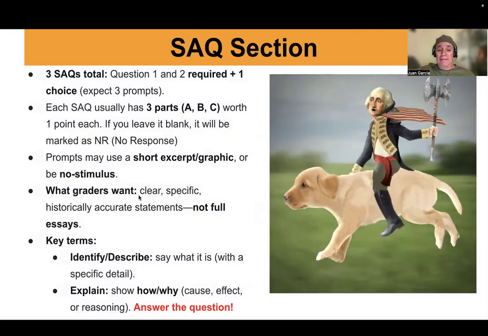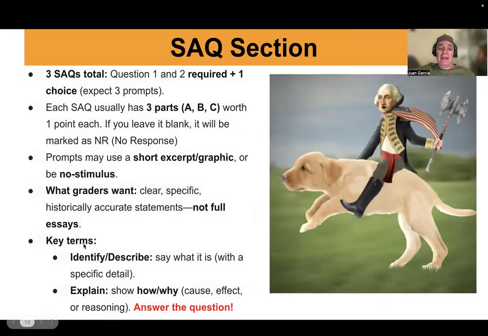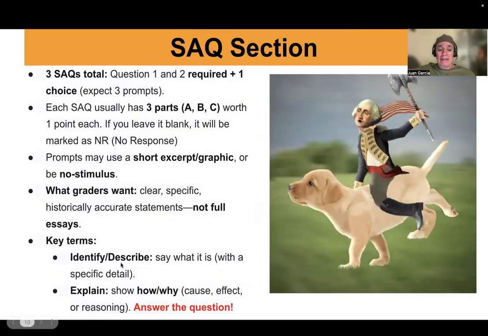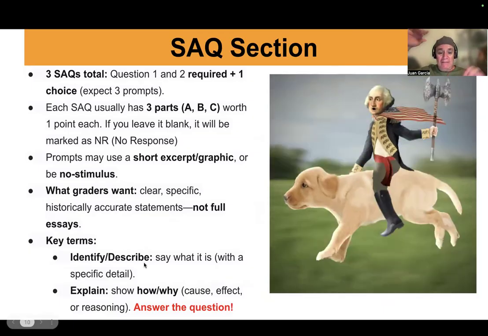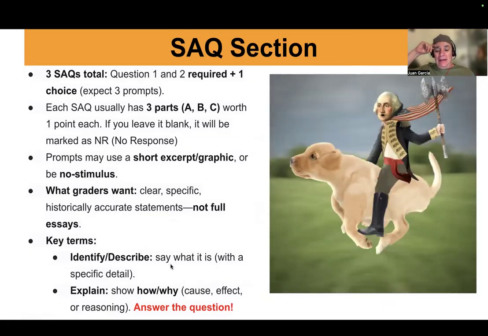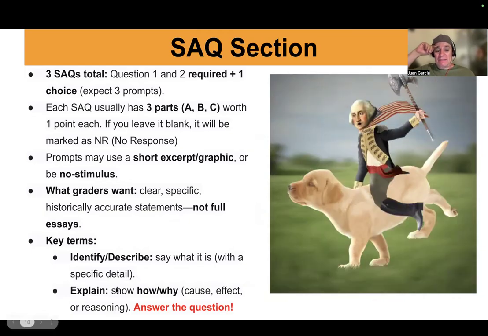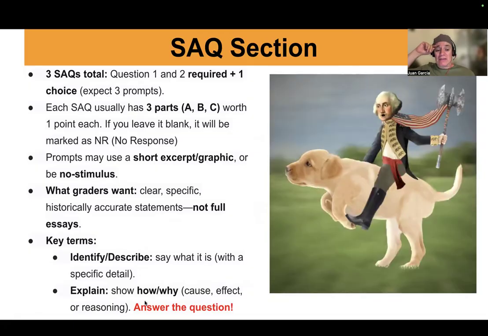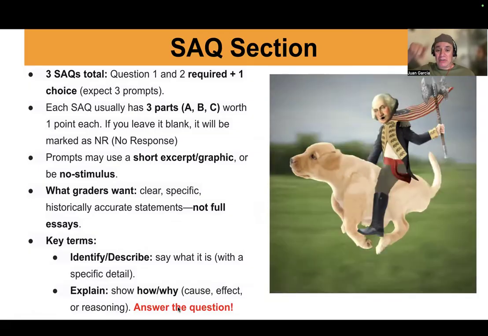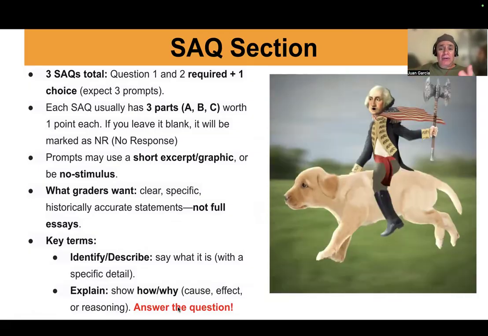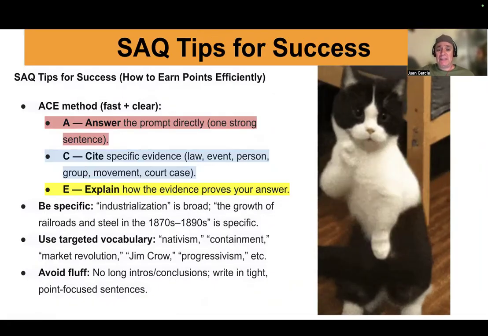So what the graders want is clear, specific, historically accurate statements, not full essays. Look for the key terms: identify, describe, or explain one. Stay to one if they ask you to explain one. Don't go too much, okay? Say what it is in a specific detail. Explain: show how or why, cause and effect or reasoning. Answer the question, guys. Look at the question and make sure you answer all parts of the question with specific evidence. I know many students struggle with this because the SAQ section, they want you to be specific, okay?